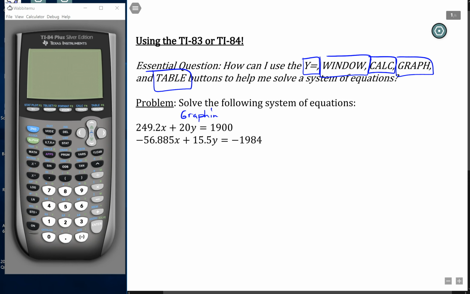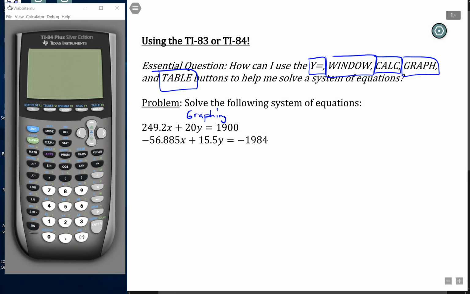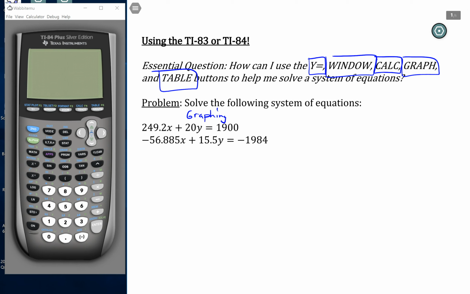The issue is every time we've solved using graphing before, we've had nice little perfect lines, and they always intersected in a point that was whole numbers. And I'm pretty sure that because of all these decimals, they're not going to work out this nicely. Luckily, our calculator can find the intersection of two lines for us. So let's talk about how we can use the graphing calculator to do that.